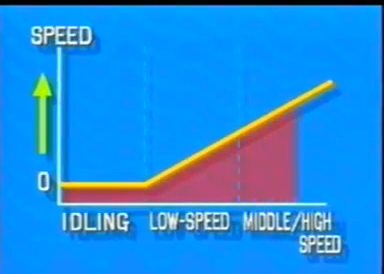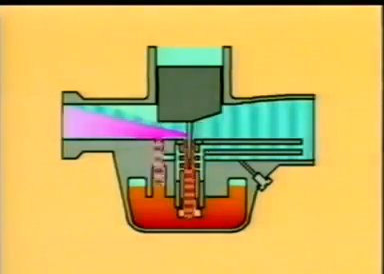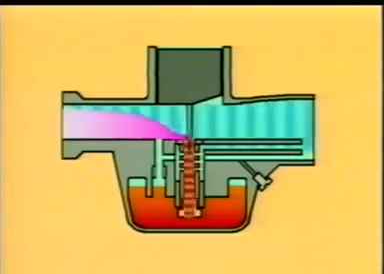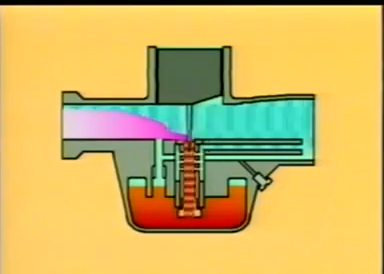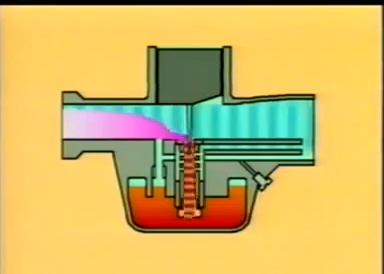If the throttle grip is turned further, we reach the middle and high speed ranges, and the throttle valve is pulled upwards even further. The negative pressure near the pilot outlet drops, so less fuel comes from the pilot system. More fuel comes from the main system, however, and more air from the main bore, so that a large volume of fuel-air mixture reaches the engine, boosting the power.